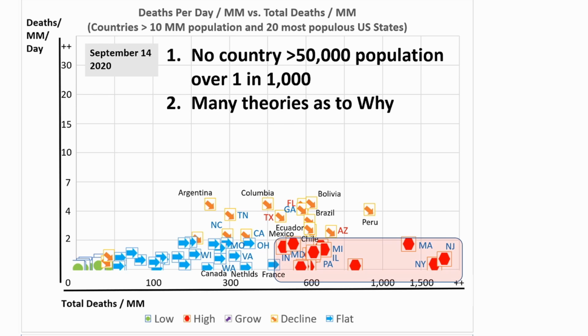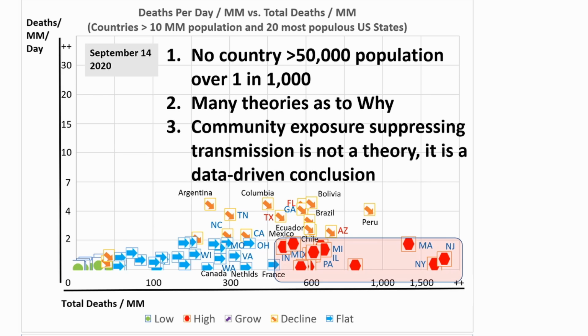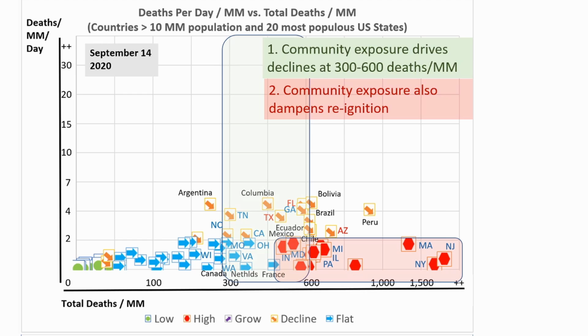So why is that? Well, there are many theories as to why, but I want to distinguish between a theory and a data-driven conclusion. In terms of theories, some believe that far more people have been infected than is reflected in the number of people testing positive for antibodies. Some people believe in immunological dark matter. Some people believe that T-cell immunity is central to the observation of this effect. I believe more generally that the dynamic of heterogeneity and susceptibility is important in driving this effect. There are many theories as to why, but the fact that this occurs, the fact that community exposure is suppressing transmission is not a theory. It's a data-driven conclusion.